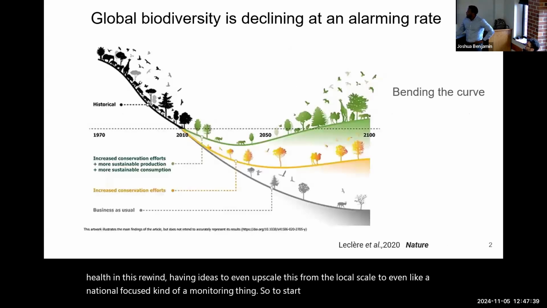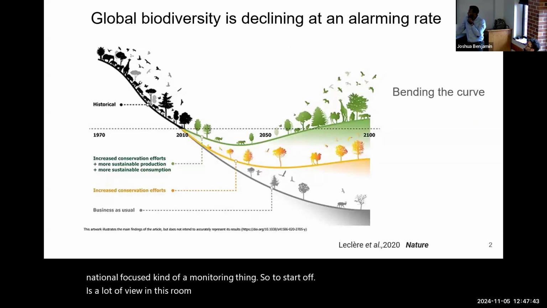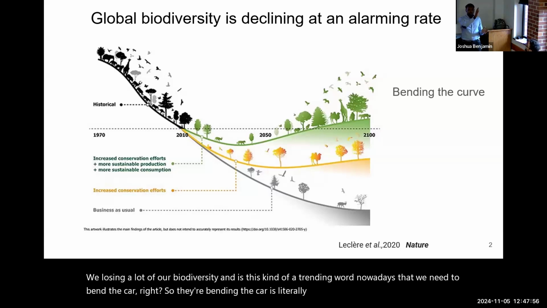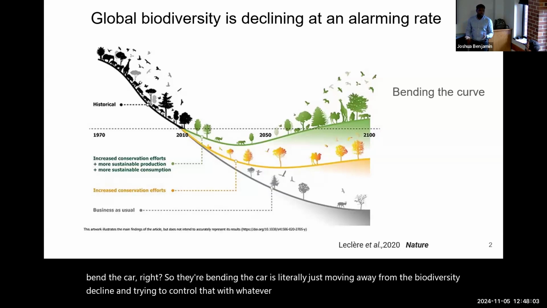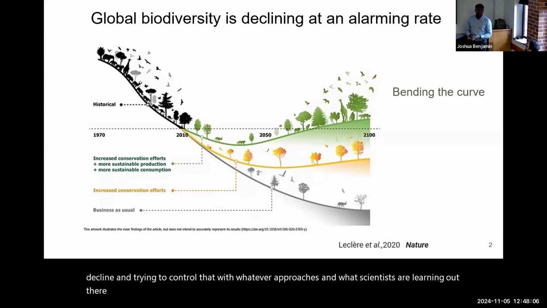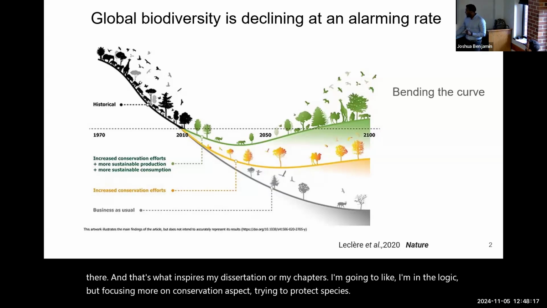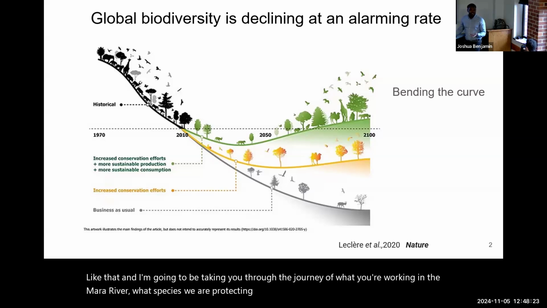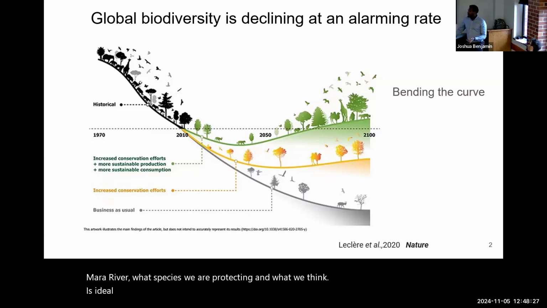To start off, a lot of you in this room will agree with me that globally there's a trend where we're losing a lot of our biodiversity, and there's a trending phrase nowadays that we need to bend the curve, right? Bending the curve is literally moving away from biodiversity decline and trying to control it with whatever approaches scientists are learning out there. That's what inspires my dissertation chapters. I'm in biology, but focusing more on the conservation aspect, trying to protect species. I'm going to take you through the journey of what we are working on in the Mara River, what species we are protecting, and what we think is ideal when working with the communities there.